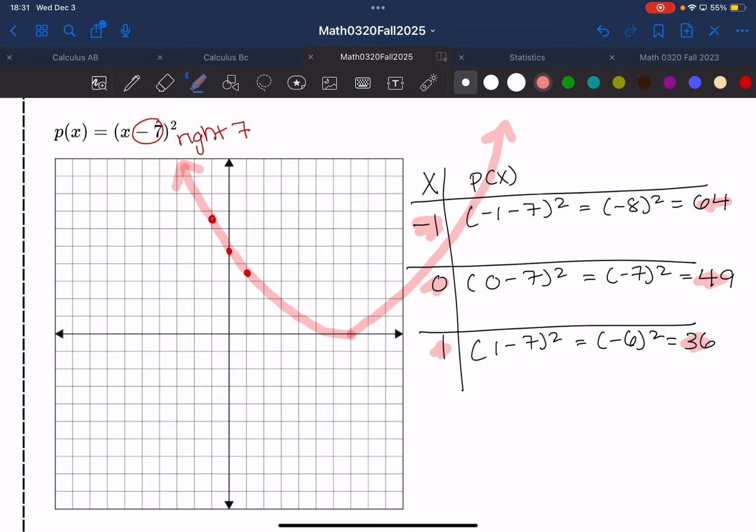So on the next one, notice we have a positive 1.6. Quick question: do you have to label the vertex? Only if it asks you to. In these examples, not yet. On tomorrow's notes, you will be asked to label everything, and that will be on test 5.